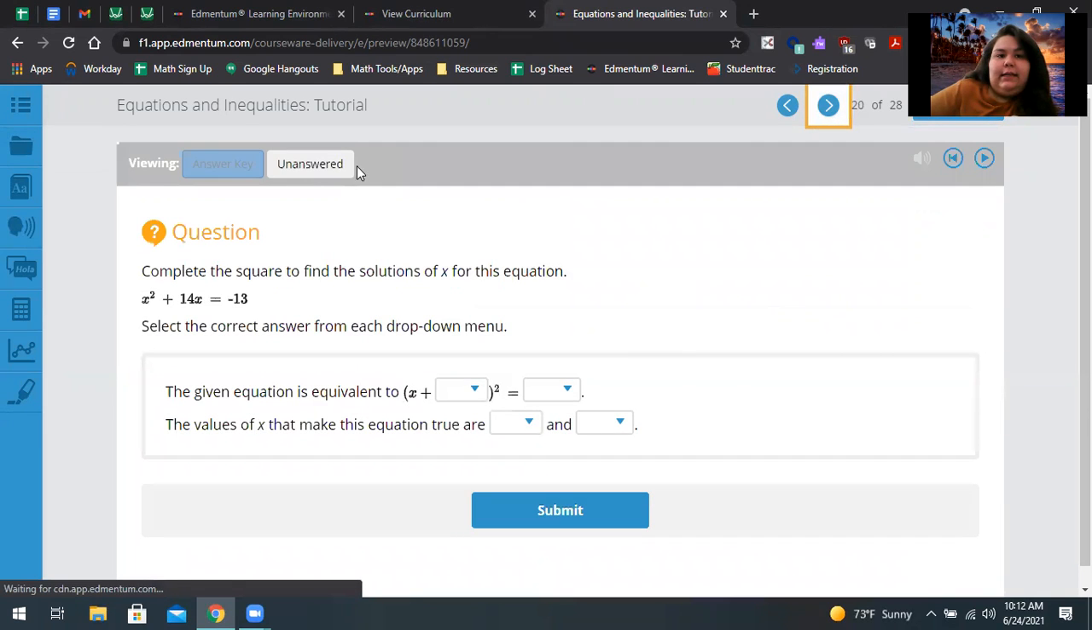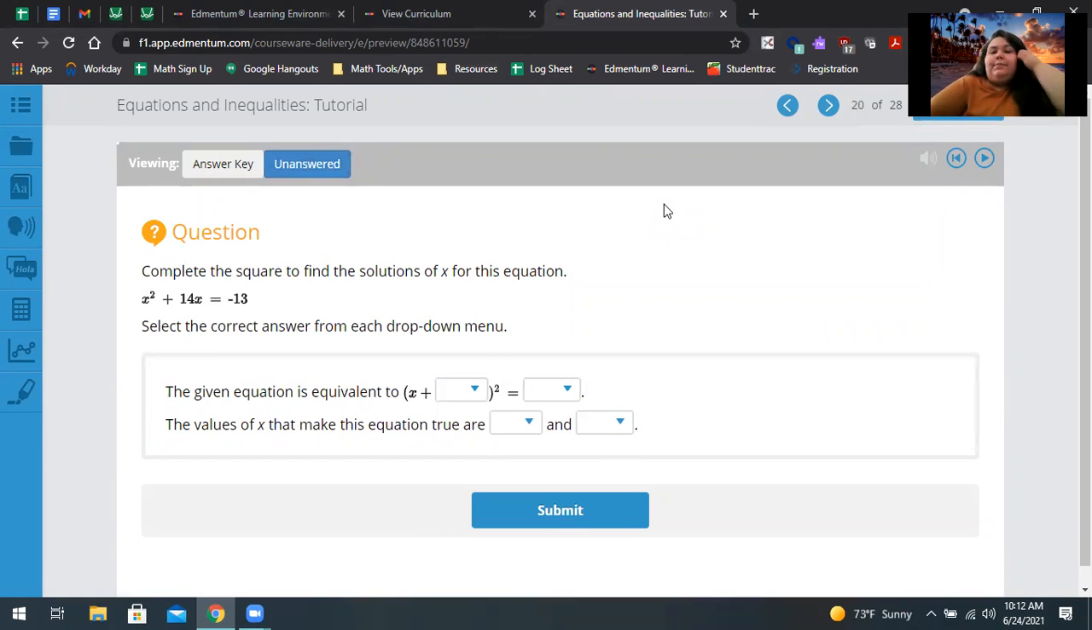So let's go ahead and take a look at this one right here. It says complete the square to find the solution of X. I'm going to help you out here, and you're going to do the setup. Remember, they already moved your constant over to the other side. So that negative 13, to find this value, you need to find your B value, which is the coefficient in front of X. You're going to divide it by 2. Here we have our 14 is our B. So if you take half of 14, what value do you get there?